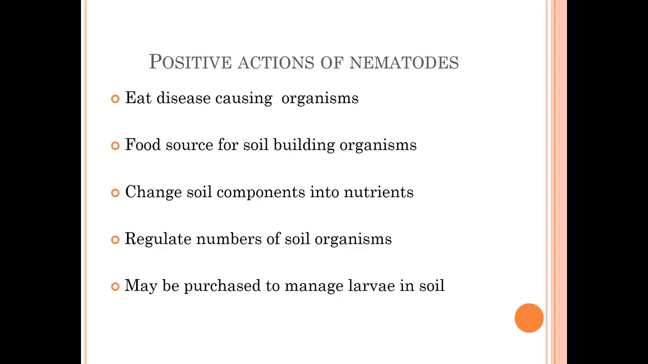In other words, nutrients such as nitrogen or phosphorus are stored in the bodies of bacteria, fungi, and other organisms, and then they're released when the nematodes eat and digest them. The bacteria and fungi contain more nutrients than the nematodes need, so any excess is going to be released into the soil in a form that plants can use. They regulate numbers of soil organisms, and you can purchase them to manage larvae in the soil, such as root weevil larvae or crane fly larvae.